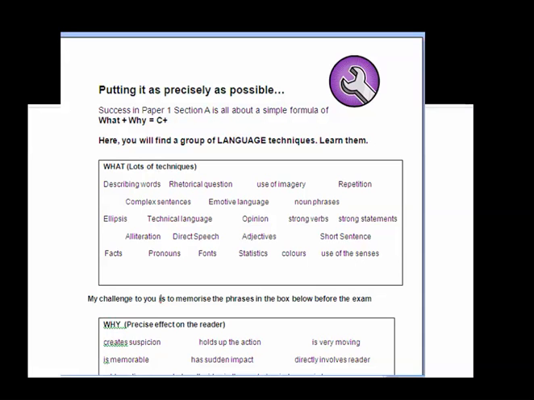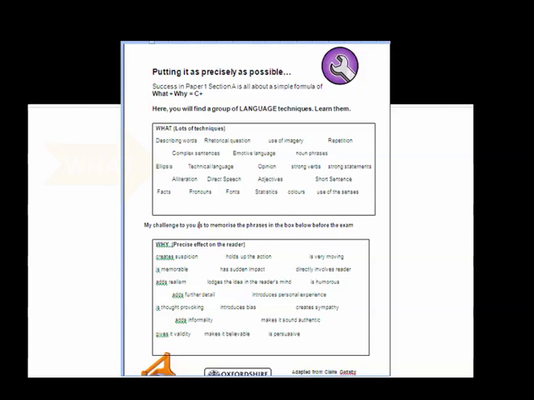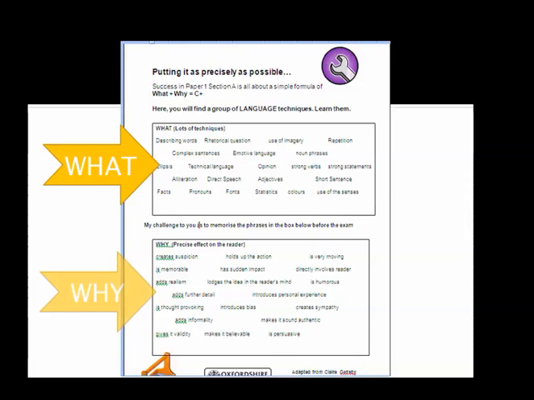And at the top box, you've got these techniques here, which is the what. So it's a bunch of language techniques that writers might use. I'm not saying they do use them all in this text, but these are the sort of things you need to know. And then you've got the why. What's their precise effect on the reader?